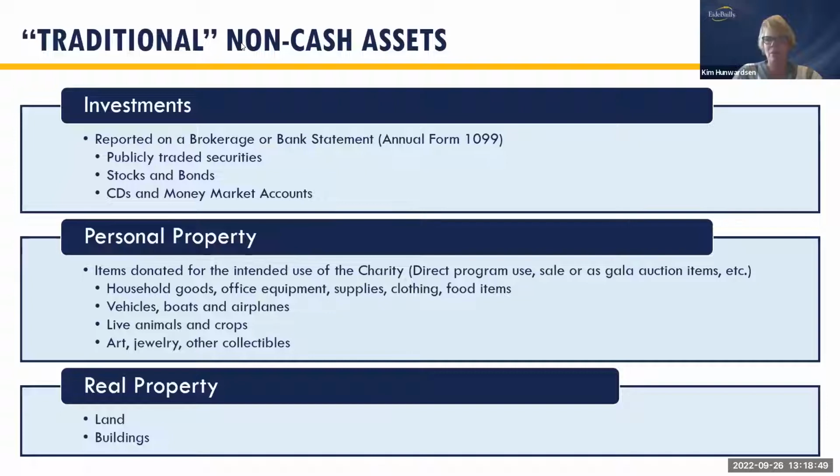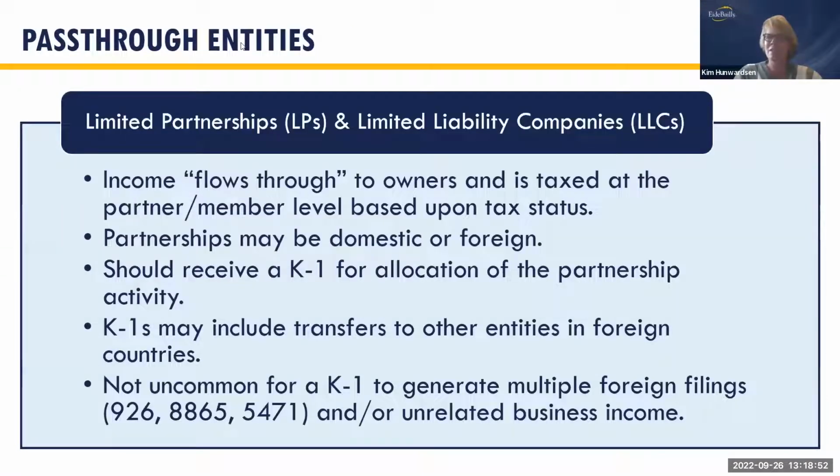The next thing we're going to talk about is pass-through entities. So these are our partnerships or our limited liability companies. And the key thing to keep in mind with partnerships and limited liability companies that are treated as partnerships: if you have a limited liability company and there's more than one owner, they can elect to be either treated as a corporation or as a partnership. We're talking right now about pass-through entities, so those are entities that are treated as partnerships.